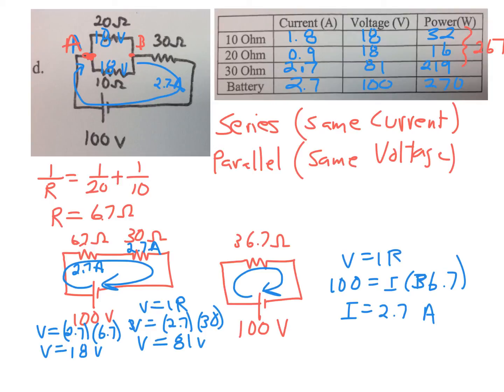So there we have it. That's how you analyze these circuits. Please draw the diagrams and then work backwards from the simple diagrams using V equals IR to figure out how much current and voltage there is for each of the elements, following the basic principles of series and parallel and using V equals IR.